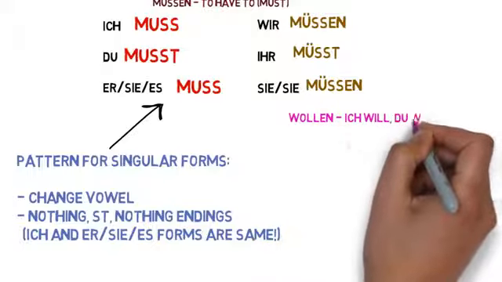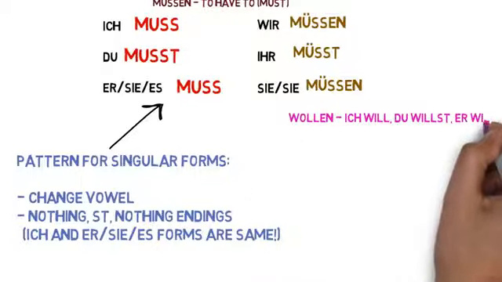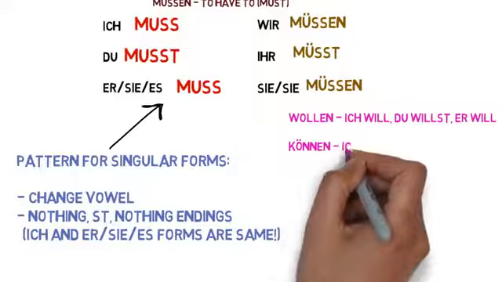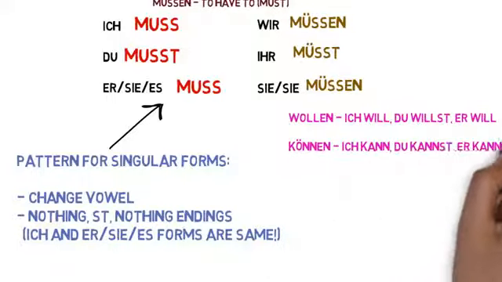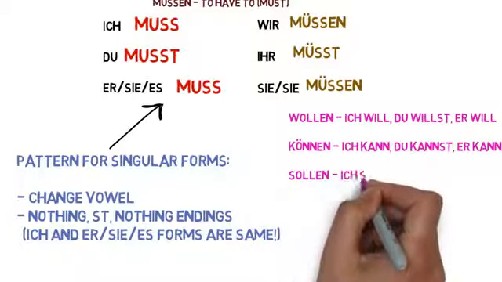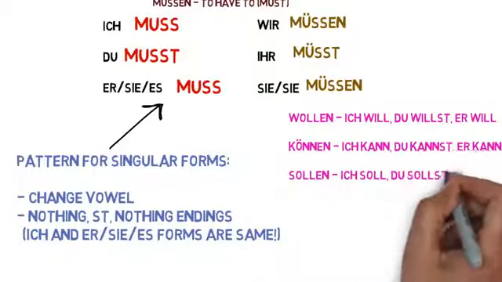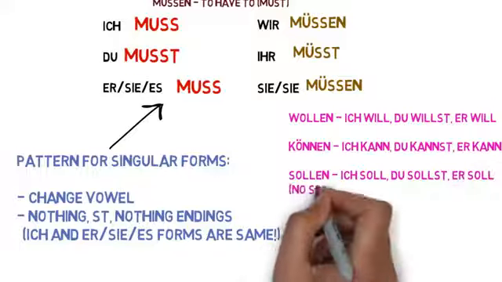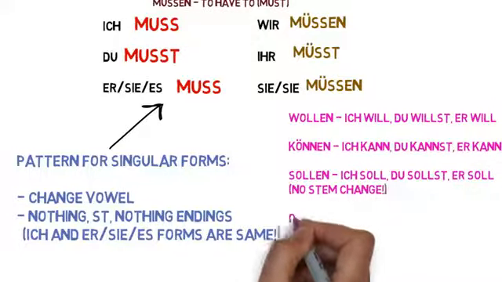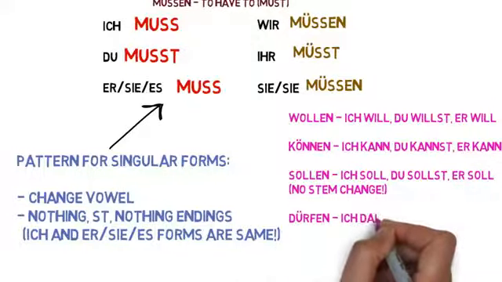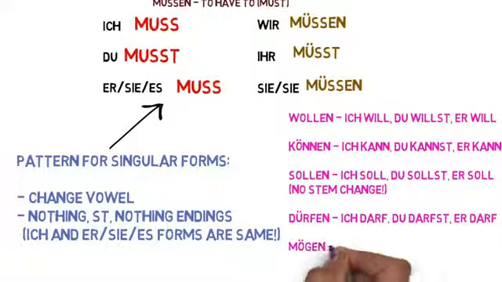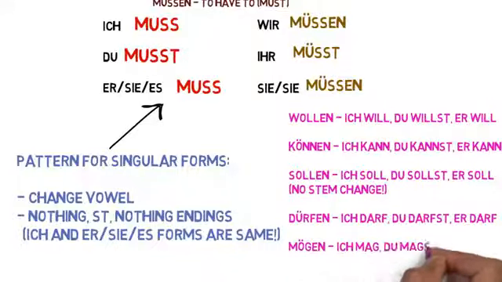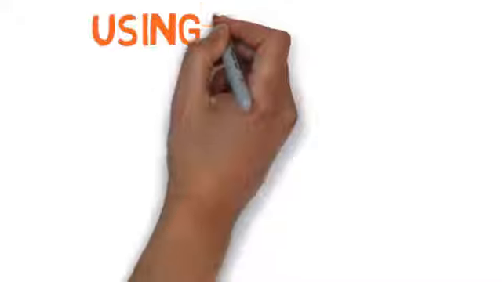As a refresher, here are the singular forms of the other modal verbs. Wollen would become ich will, du willst, er will. Können becomes ich kann, du kannst, er kann. Sollen turns into ich soll, du sollst, er soll, which is strange for a modal verb because there's no stem change there. Dürfen becomes ich darf, du darfst, er darf. And mögen becomes ich mag, du magst, er mag.